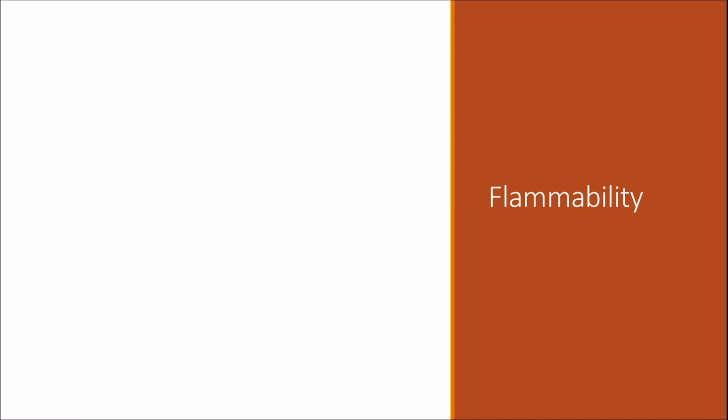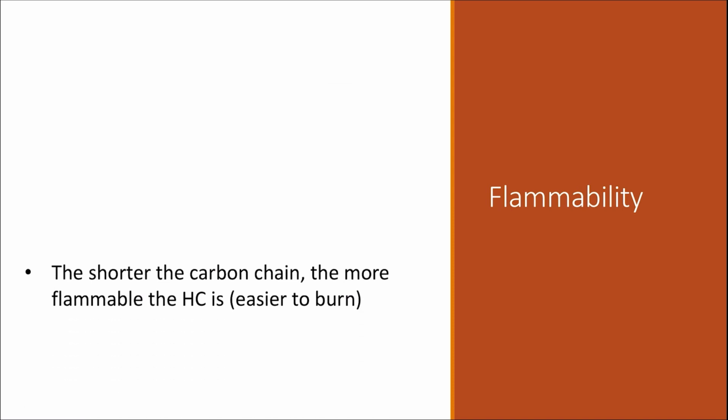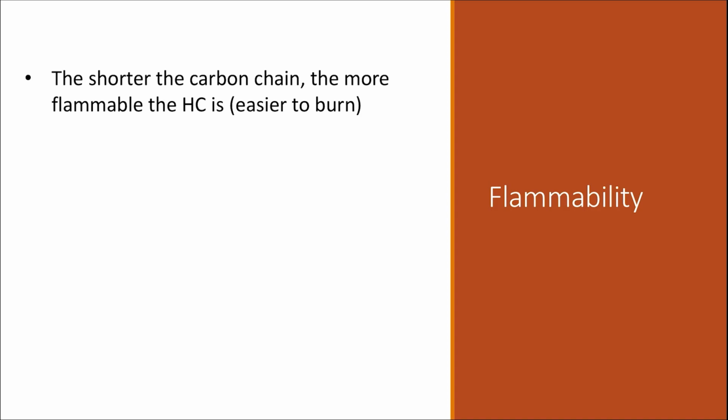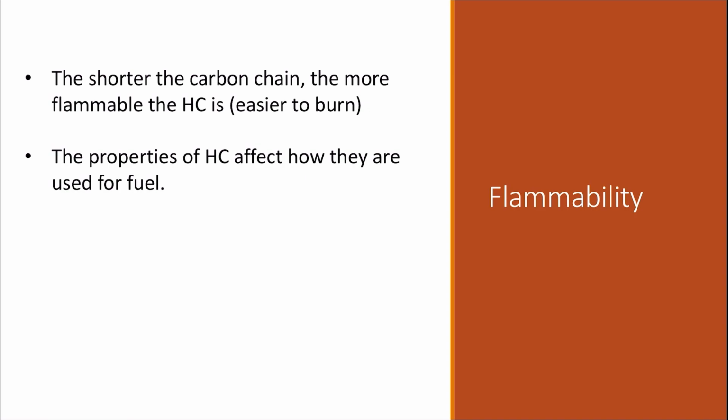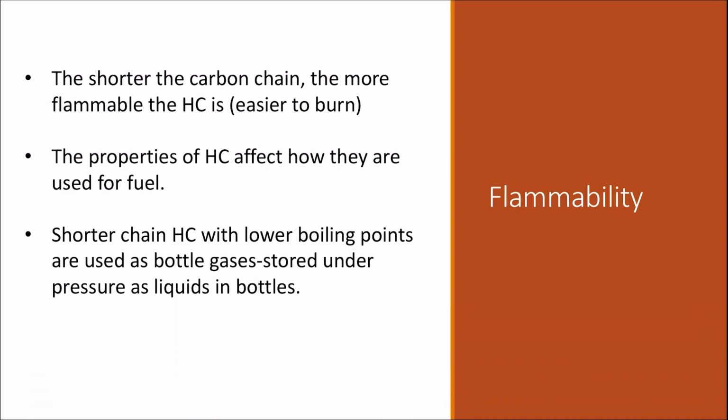Flammability is one of the chemical properties of alkanes. Alkanes are flammable, and the shorter the carbon chain, the more flammable the hydrocarbon, which is how easy it is to burn. The properties of hydrocarbons affect how they are used as fuel, and they are mostly used as fuel because they are flammable. Shorter chain hydrocarbons are more flammable than longer chains, so they are much easier, and they are usually the ones used as fuel.